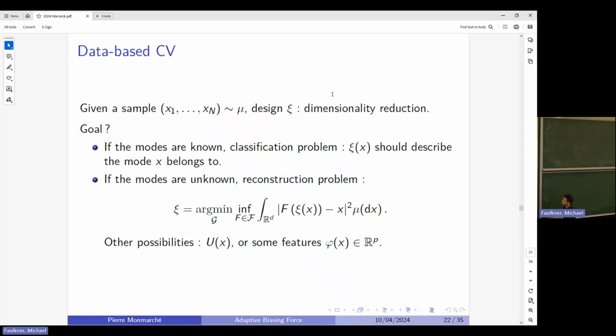Just a remark: in the literature, people have looked at other criteria, which is like we want to find the slow variables.